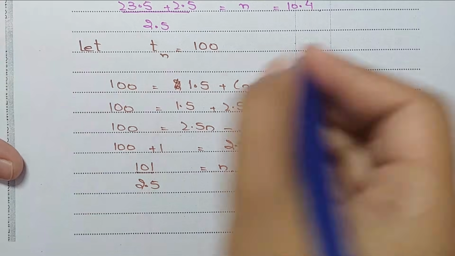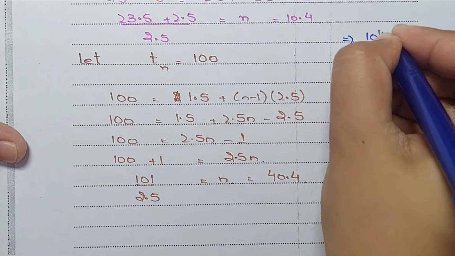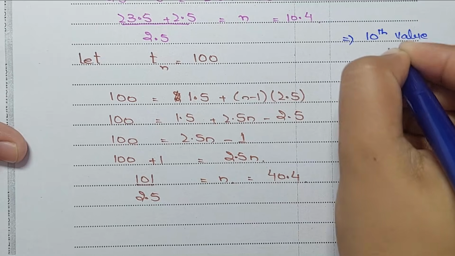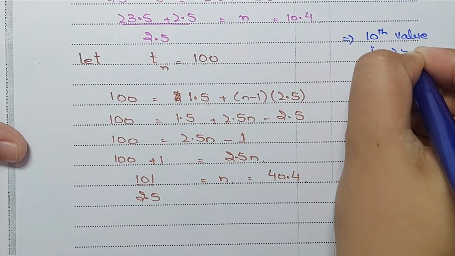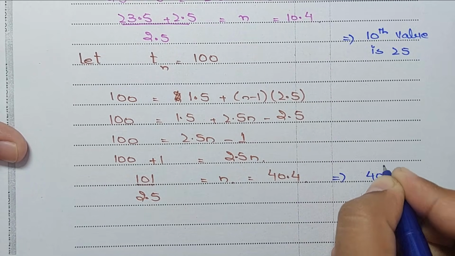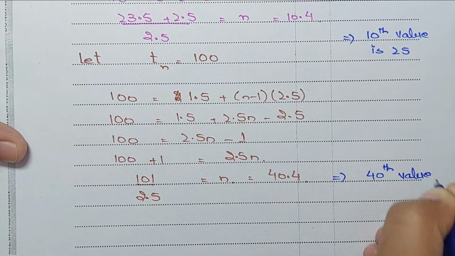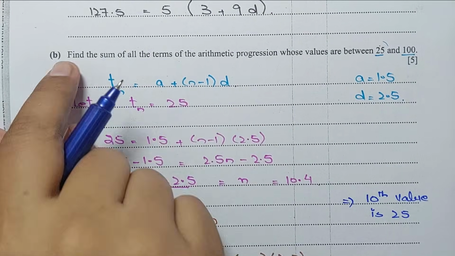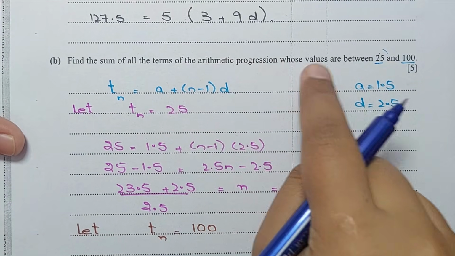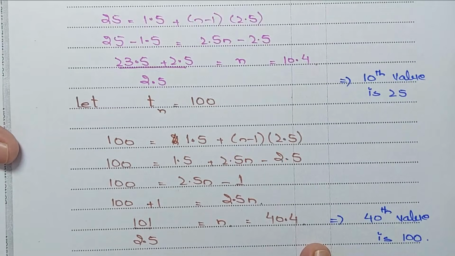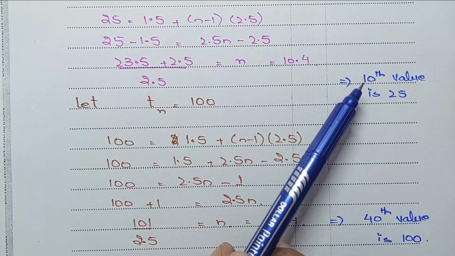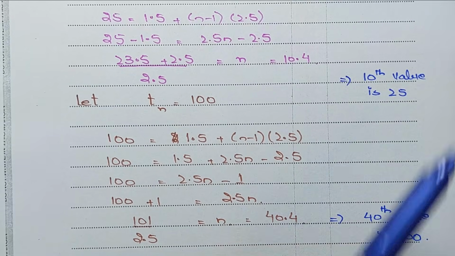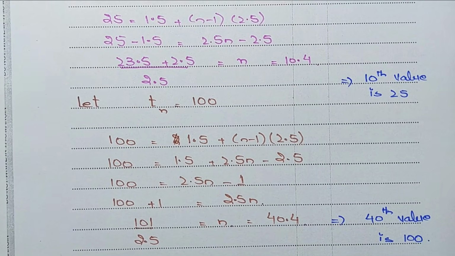So we can say this implies the 10th value is 25, and the 40th value is 100. Now we need to find the sum of all terms of the arithmetic progression whose values are between 25 and 100. So the 10th term is basically 25, and the 40th term is 100. We have to find the sum of the terms between the 10th and the 40th term.